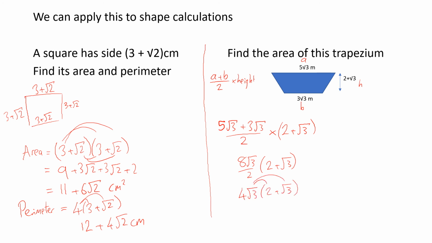we can expand our bracket, so we'll end up with 8 root 3 from the 4 root 3 times 2, and then for the other term we'll have 4 times, well, root 3 times root 3 is 3. Simplify that a little bit more. 8 root 3 plus 12, units are centimeters squared, and that's as simple as we can make it.